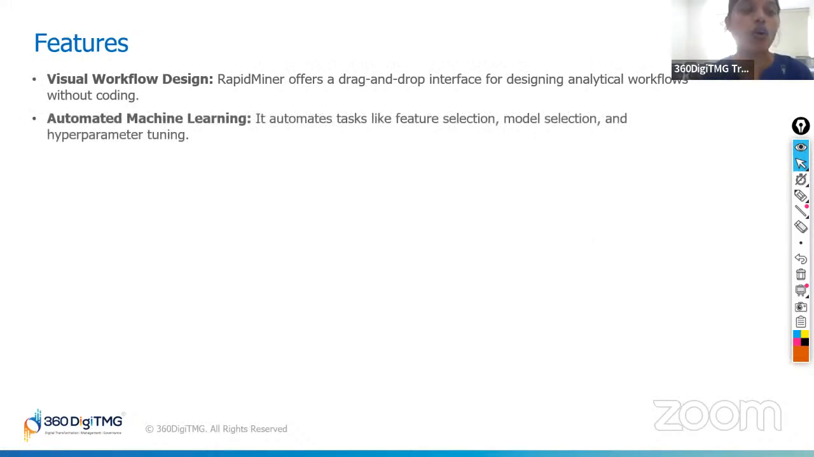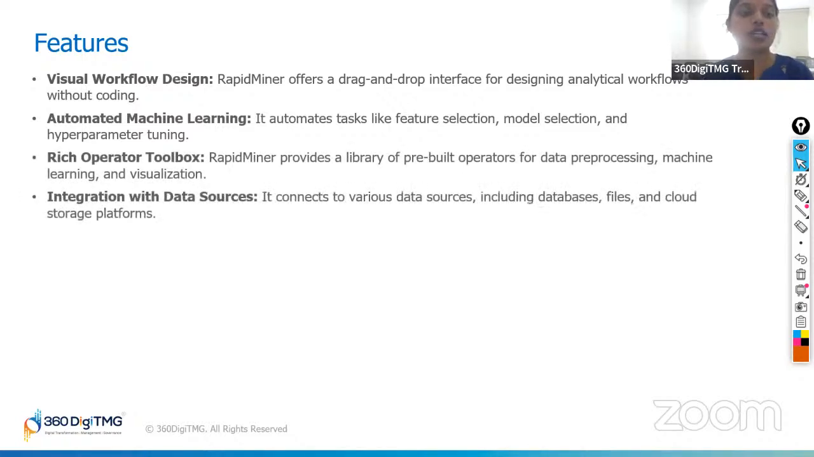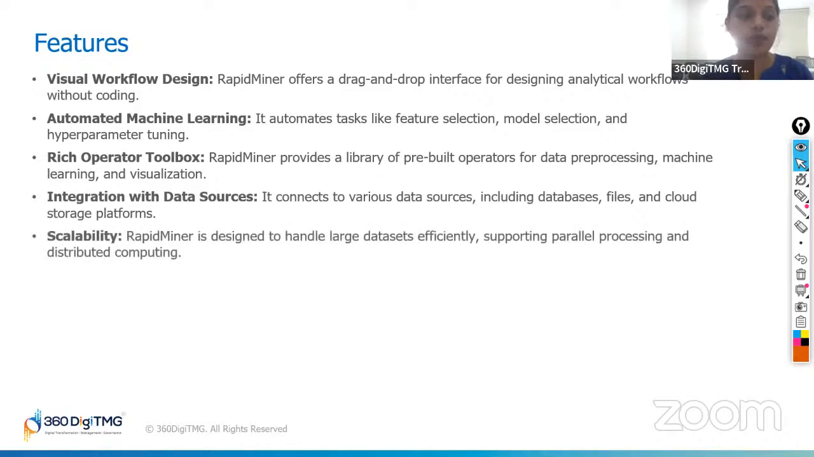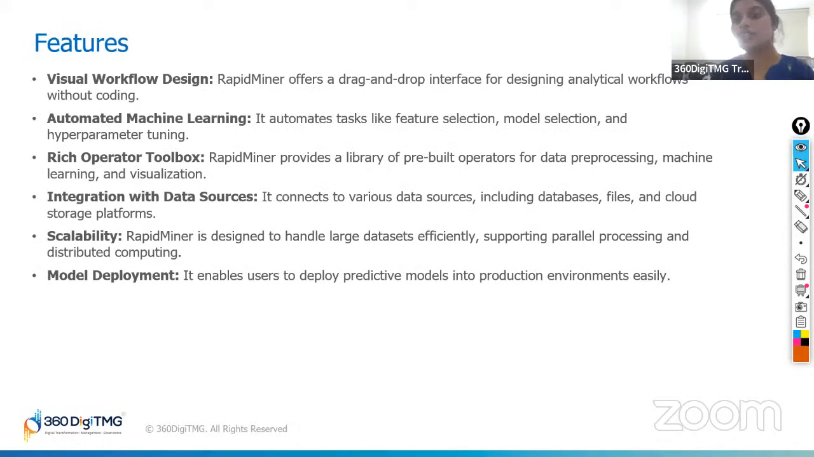Okay, so now let's talk about what are the features present. So first one is visual workflow design and automated machine learning, rich operator toolbox, and integration with data sources, scalability, model deployment. So what are the different features? We'll just take a simple example for one or two and we'll start discussing.